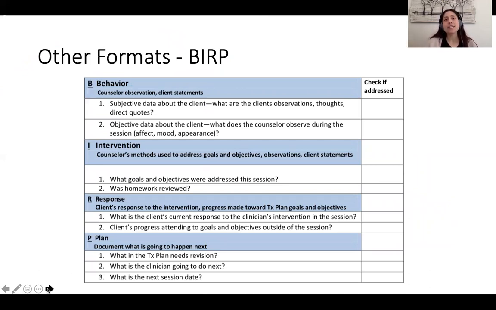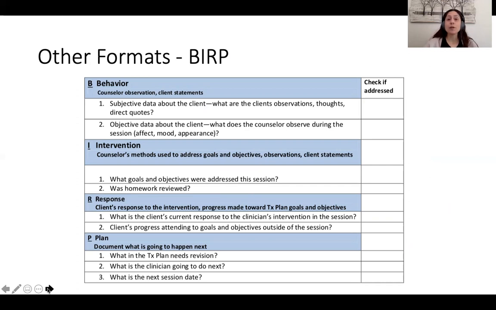What's different here is that instead of writing the goal, the G part, you have a B, behavior part, where you're providing some information about the client's behaviors, actions, statements, and so on. So first, you're providing information from the client. What are their observations, thoughts, and direct quotes? For example, perhaps the client shares that they feel worse than when they started therapy. That would be something to include in this B section.